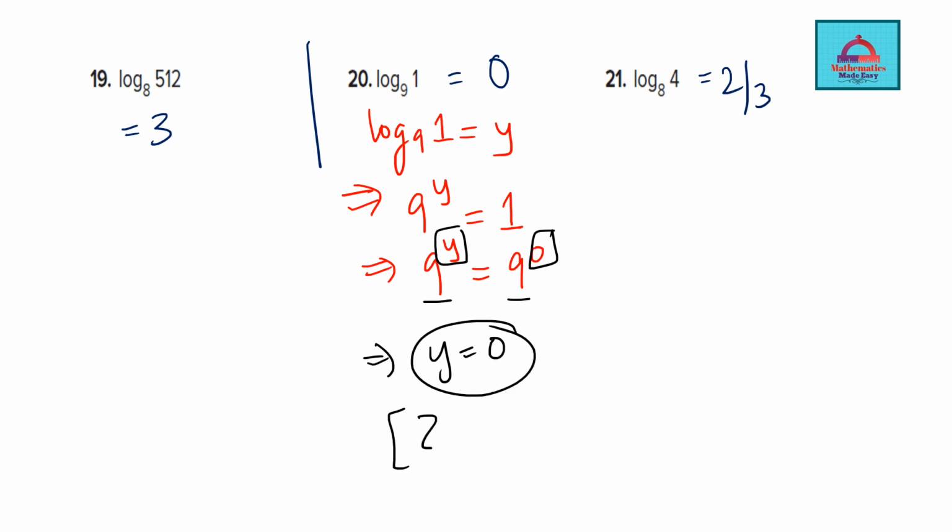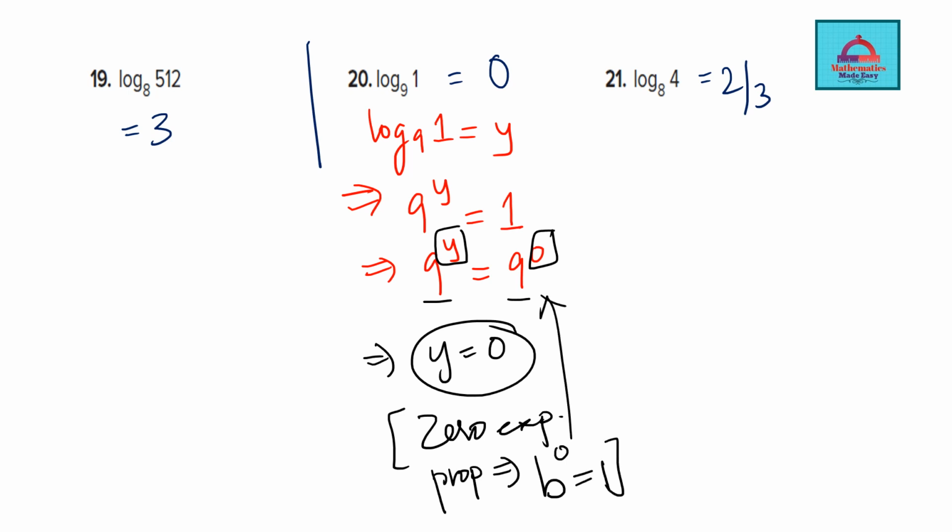Always remember the 0 exponent property. That's what I use here. Any base raised to the power 0 is always 1. That's why you get this value. Okay, wonderful. For this one also, follow the same steps and you will be getting the correct answer.